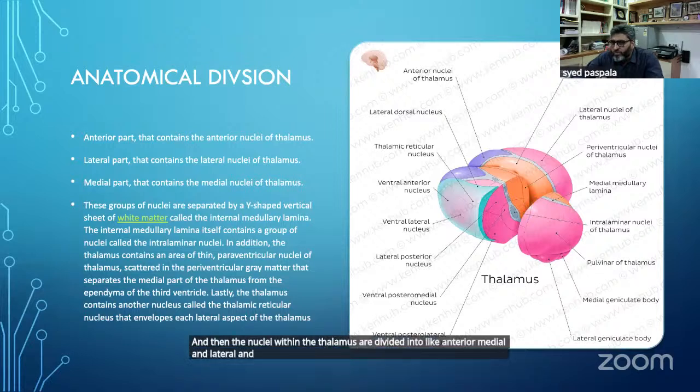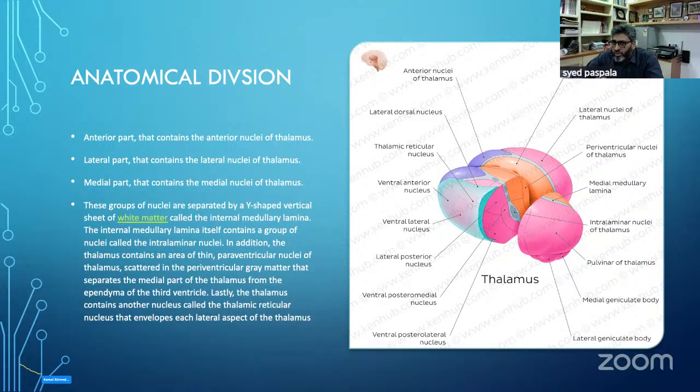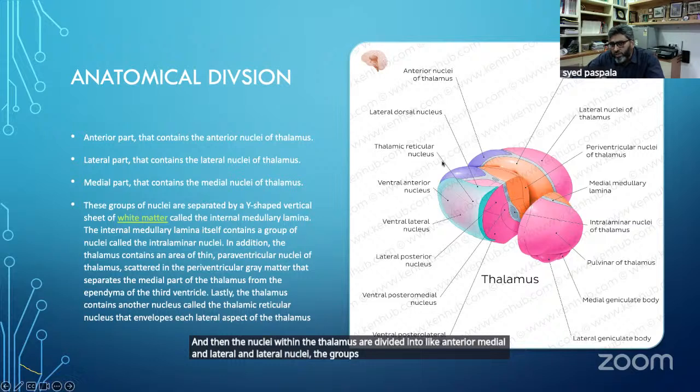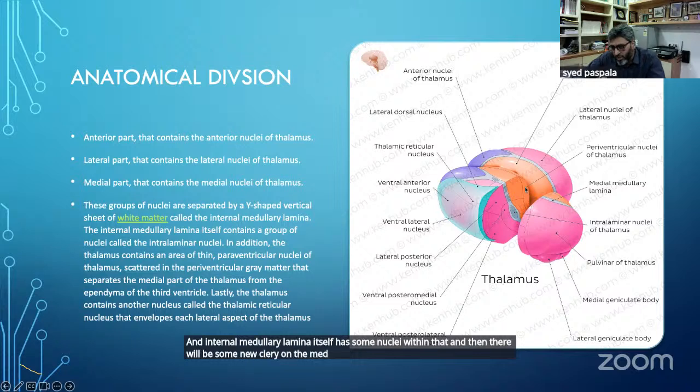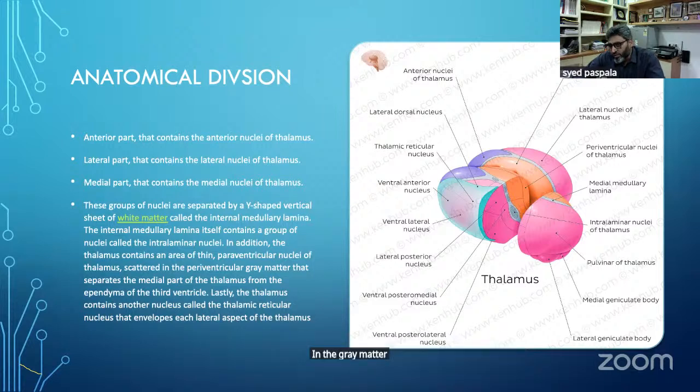lateral groups of nuclei, with a thick vertical sheet of white matter fibers called the internal medullary lamina. And the internal medullary lamina itself has some nuclei within it. And then there will be some nuclei on the medial side below the ependymal layer of the third ventricle. In the gray matter, there will be collections of neurons.